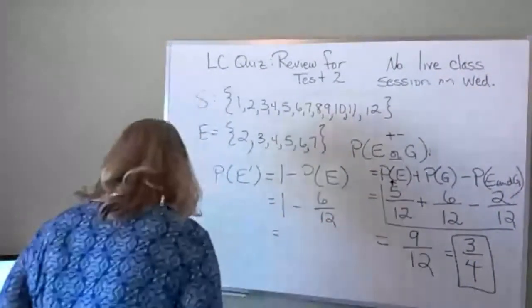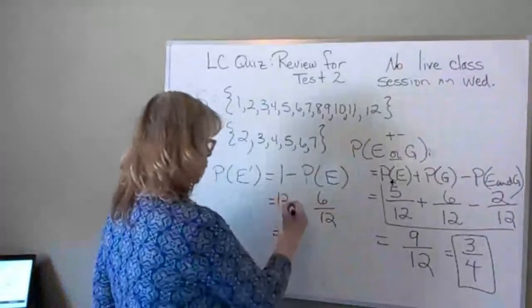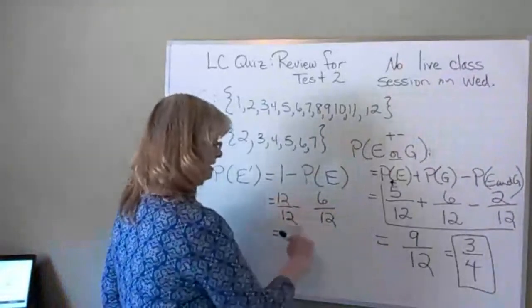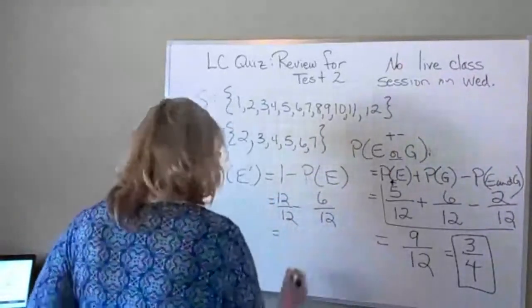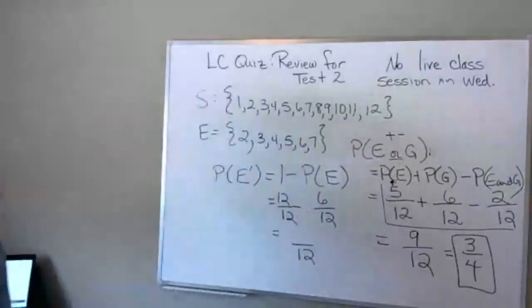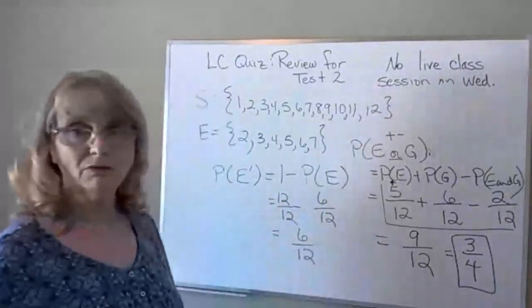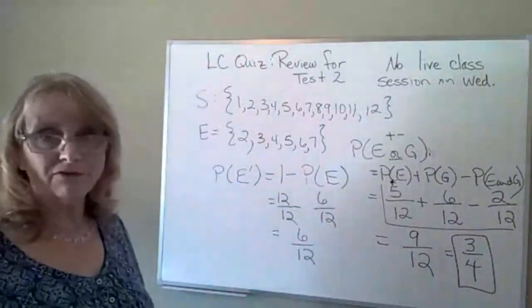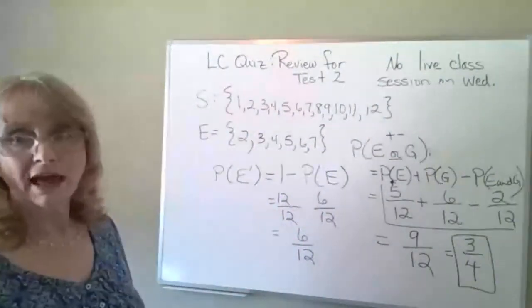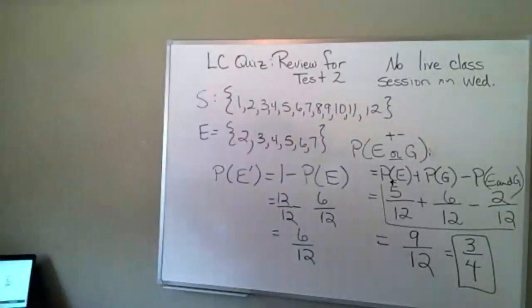And then remember, we will rename 1 as 12/12. So we'll have the same denominator. And then 12 minus 6 will be 6 out of 12, and then that needs to be reduced. I'm going to leave that for you to reduce. And that's the last question in the Learning Catalytics quiz.